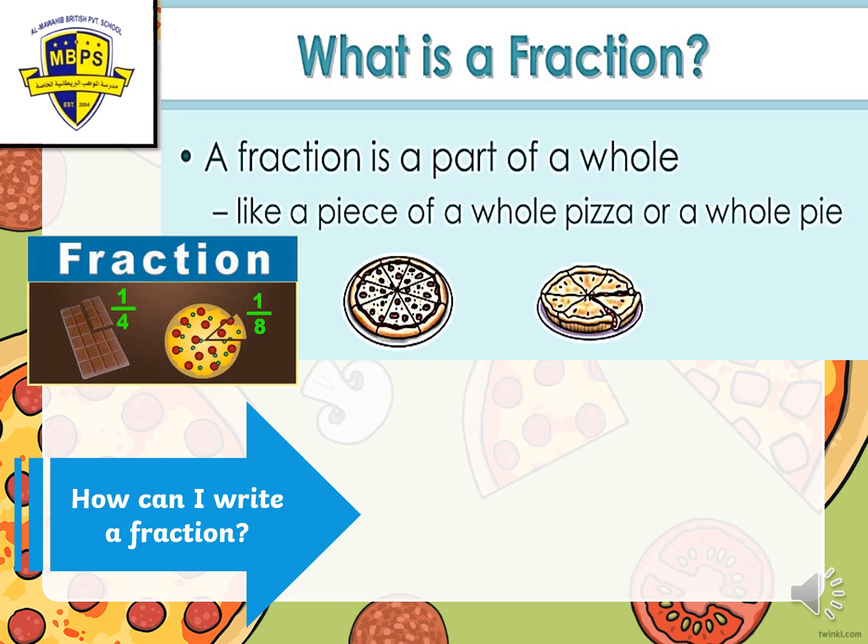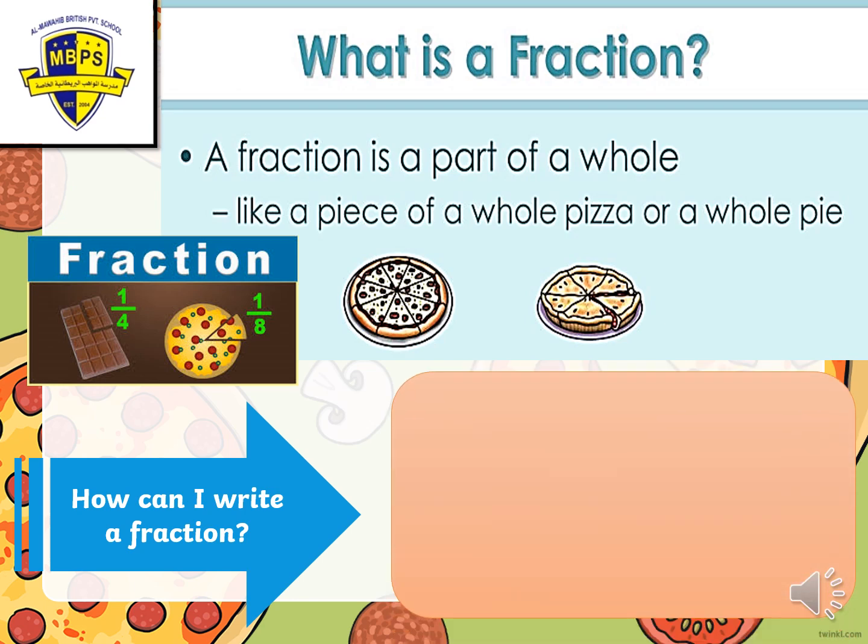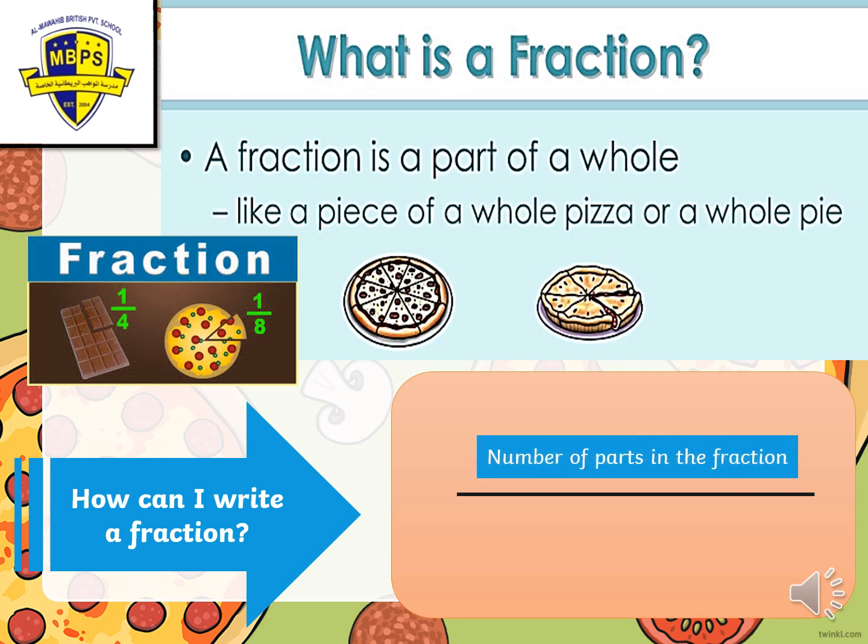On the fraction, you will find that we have a line between up and down. And what I should write up and what I should write down. Up, I write the number of parts in the fraction. And down, I write the total number of equal parts. So the fraction must show equal parts. When I'm showing any fraction, it should have equal parts.